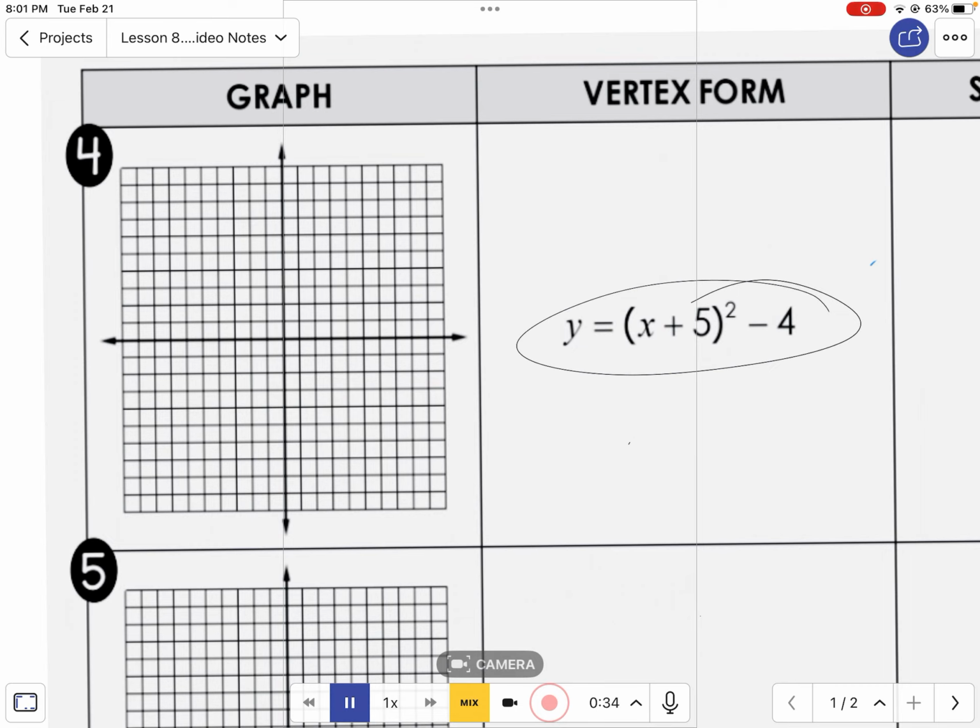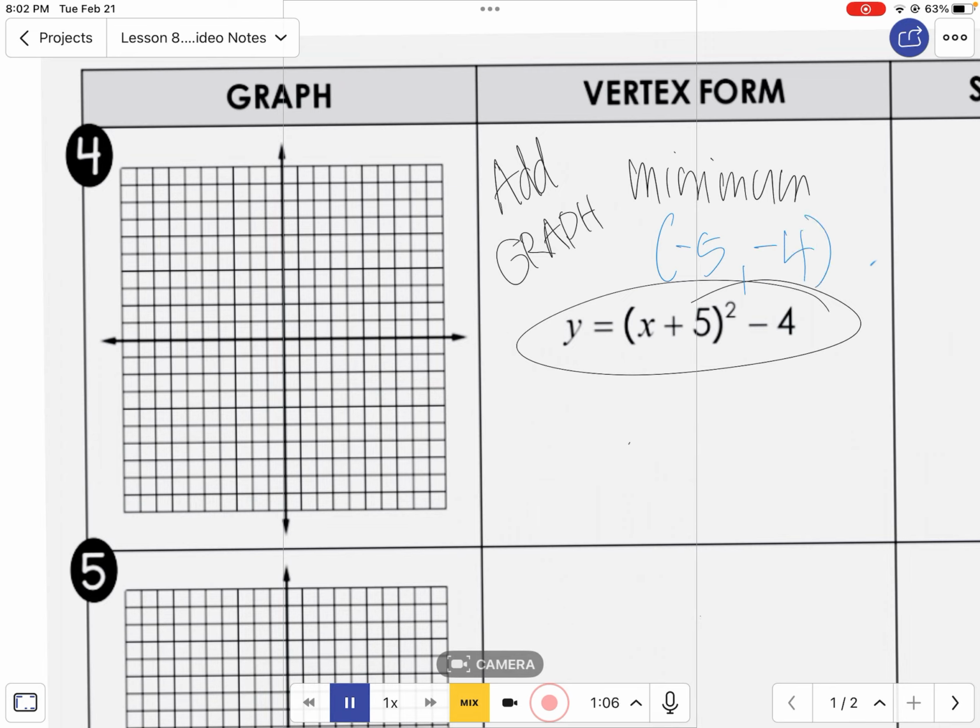Looking at the equation here, which is in vertex form, we have y equals (x + 5) squared minus 4. So what you guys will do is go to your calculator, open a new document, add graphs, and graph it. As soon as you graph it, press menu 501 to find the minimum point. In this case, our minimum point is (-5, -4).